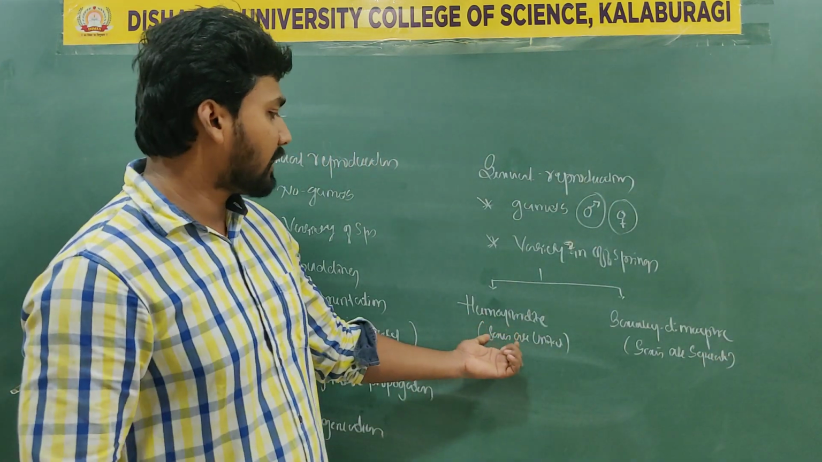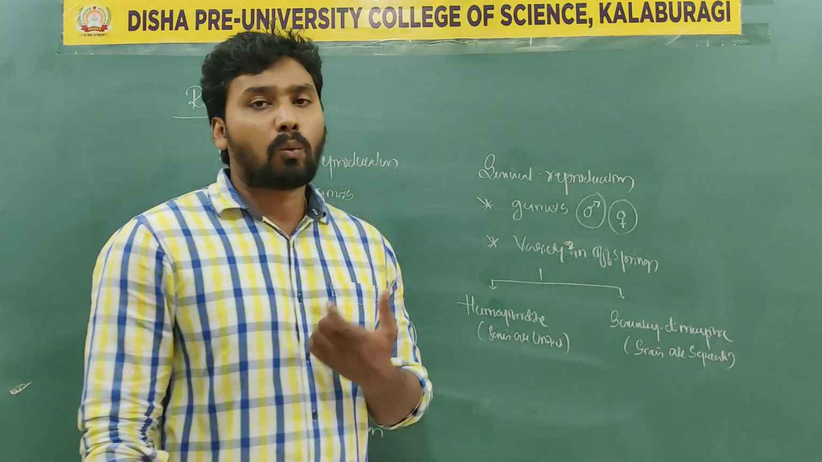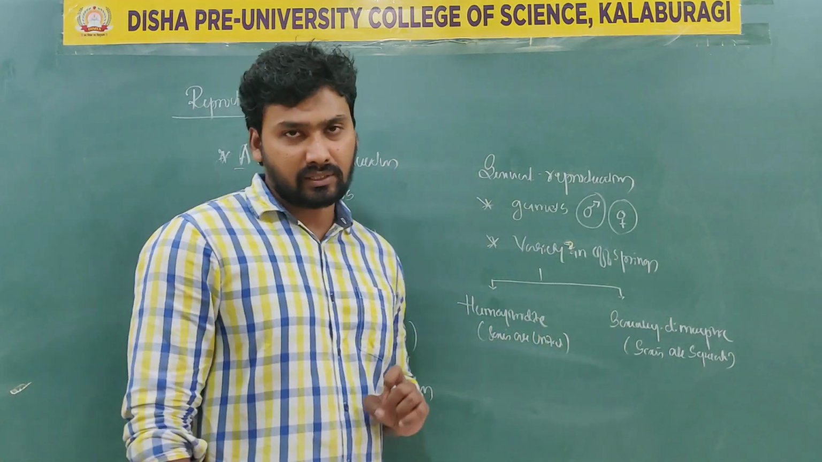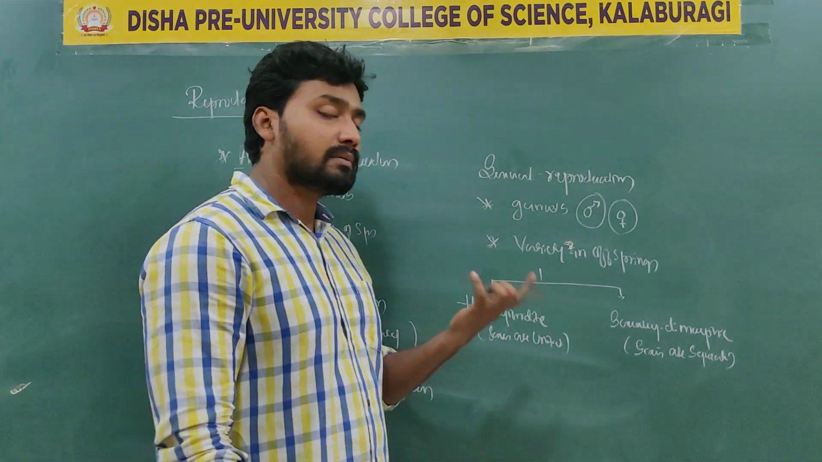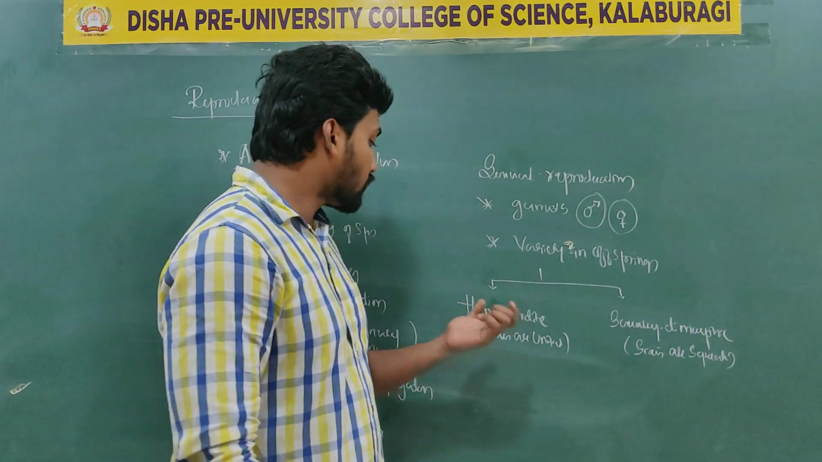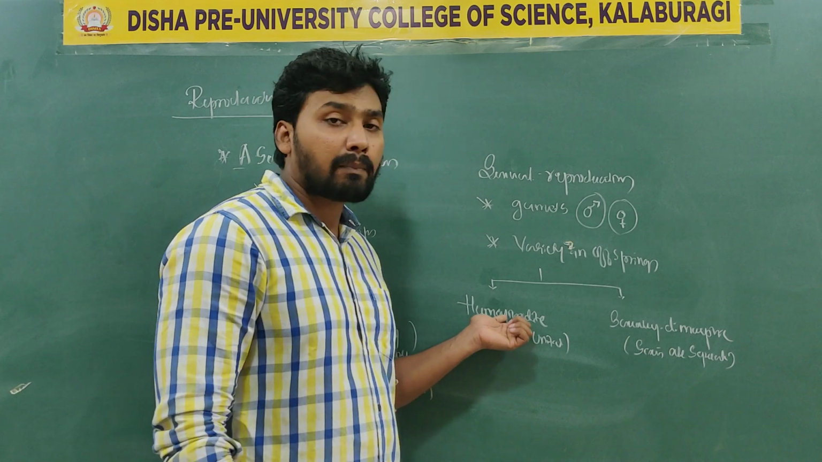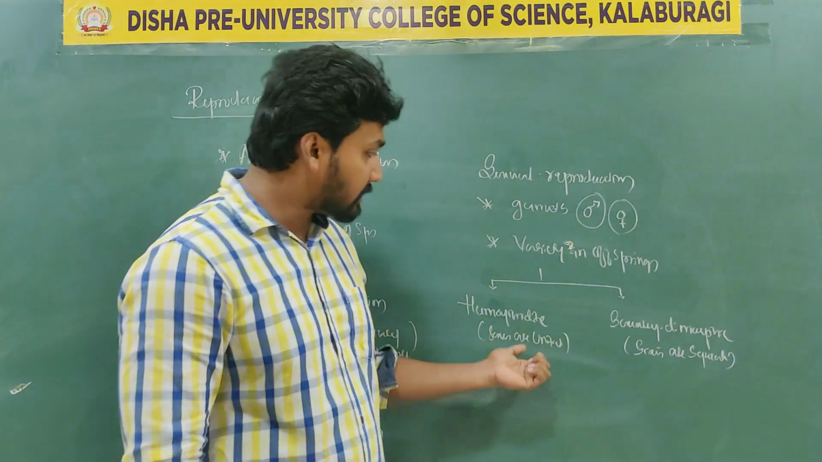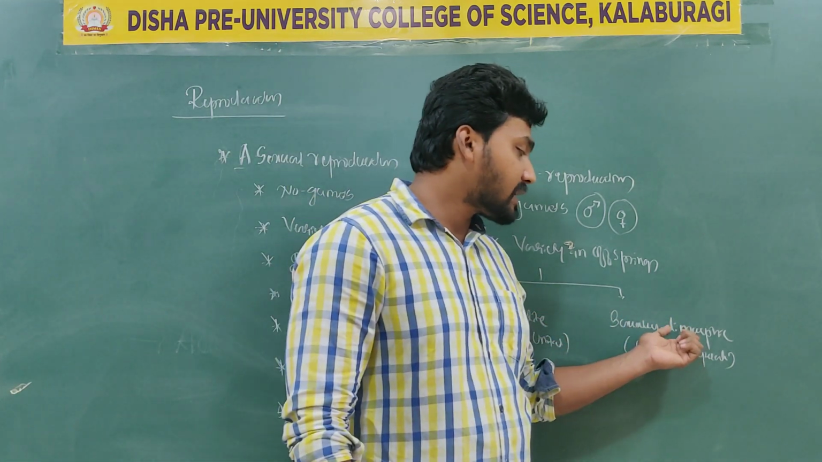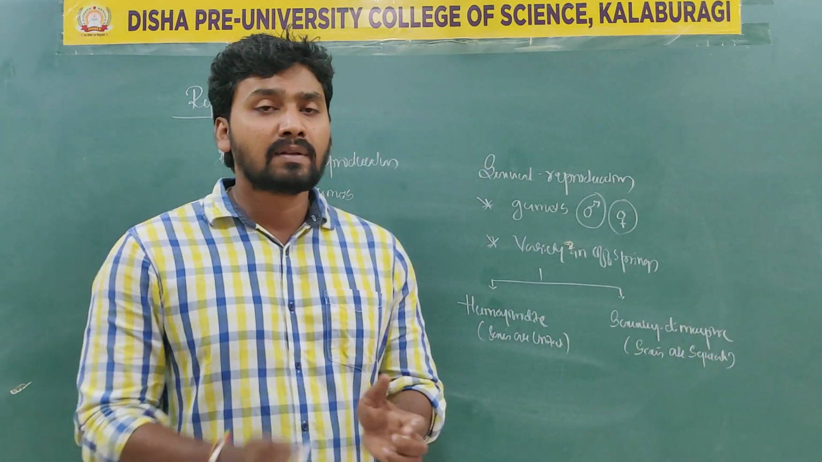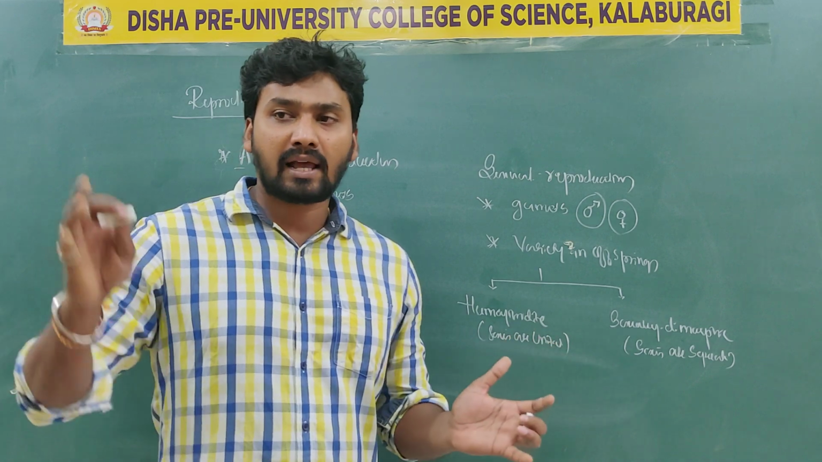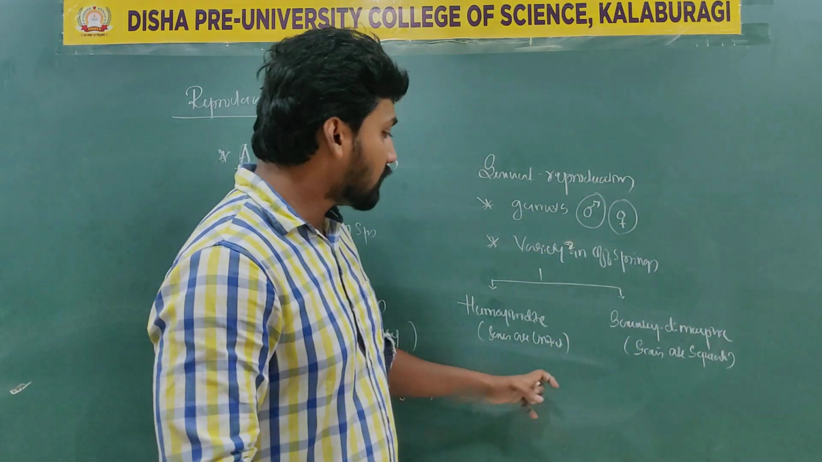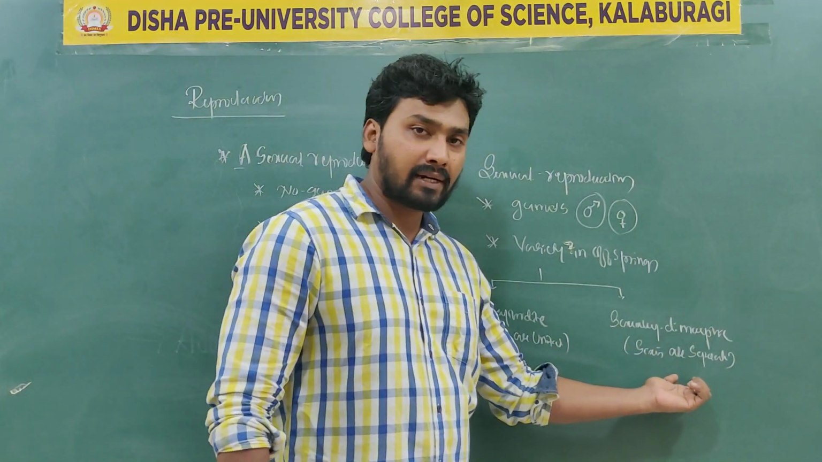Hermaphrodite is a condition in which one organism possesses both reproductive structures, the male reproductive system as well as the female reproductive system. So those organisms are said to be hermaphrodites. Both sexes are present in the same animal. And some species are sexually dimorphic, meaning sexually they are completely separate. Males have the male reproductive system, females have the female reproductive system.